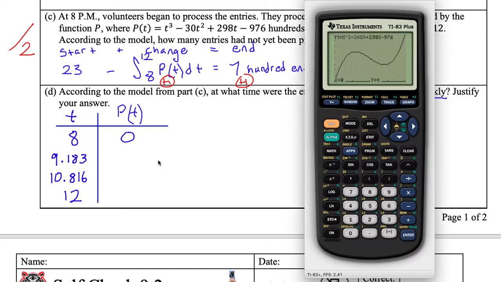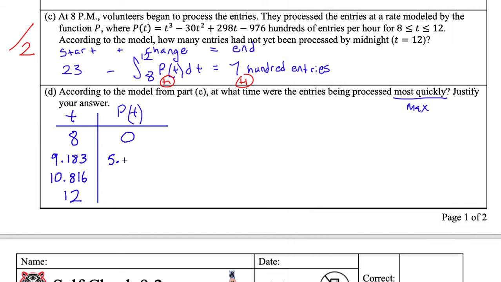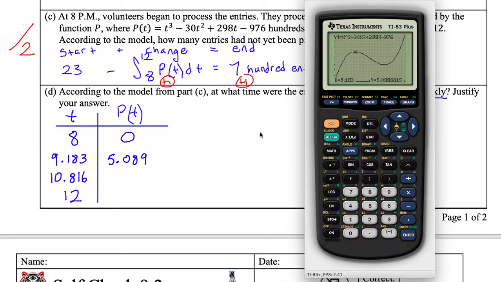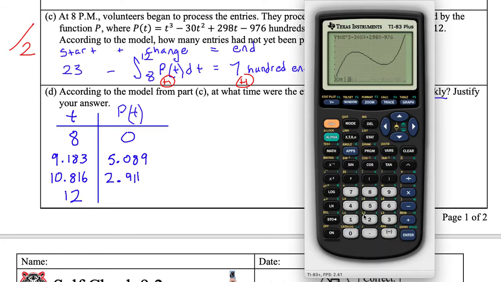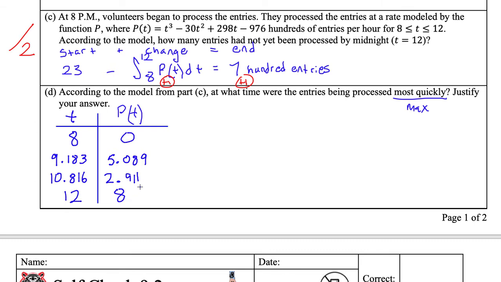When I type in 9.183, I guess we could have done that before and just taken a look at it. 9.183, I get 5.089. If I come over here to 10.816, it's obviously lower, 2.911. And then 12 will give me my maximum, which is exactly equal to 8. So, which one of these is the biggest? That one.